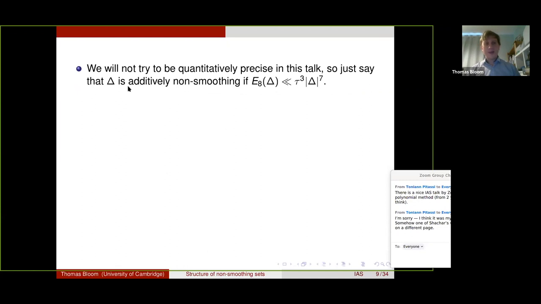I'm not going to attempt to be quantitatively precise, so I'm just going to speak very informally and say that delta is additively non-smoothing if E8 is like big O of tau cubed delta to the 7. But of course, to be precise, there's some sort of hidden parameter here, and how large that parameter is will affect all the other implied constants in this talk.